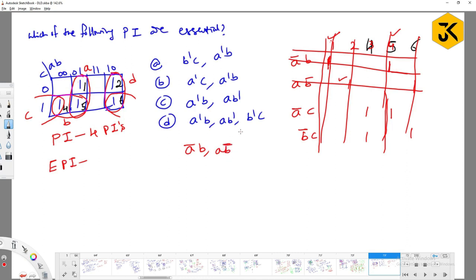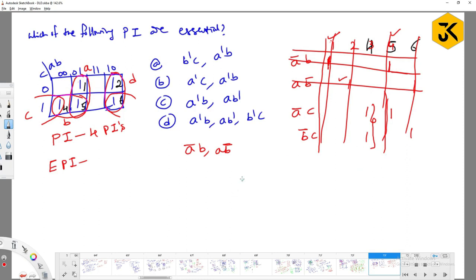Now 2 are remaining. Are these two essential? Try to think. Can I take B bar C as essential, or can I take A bar C as essential? Which one is essential? You can't take anything, right? You can take either one, so either one you can take.